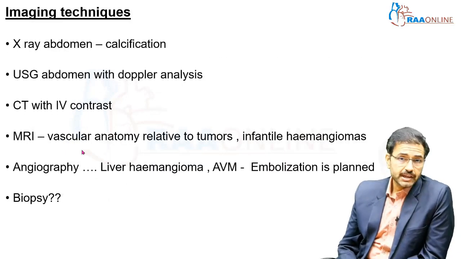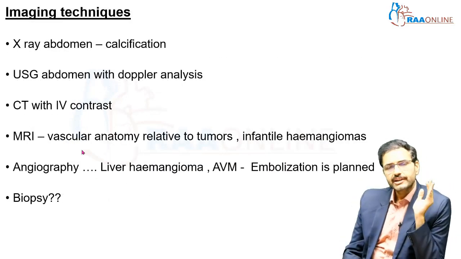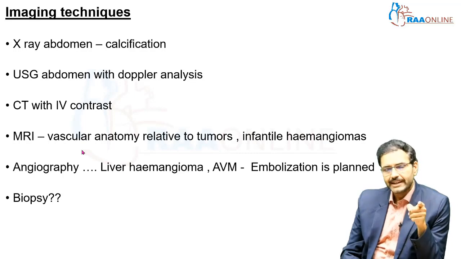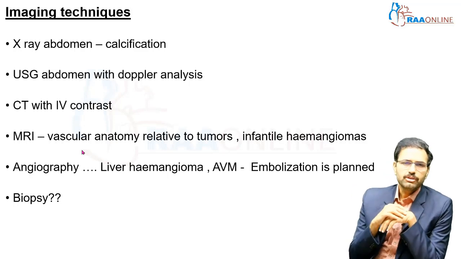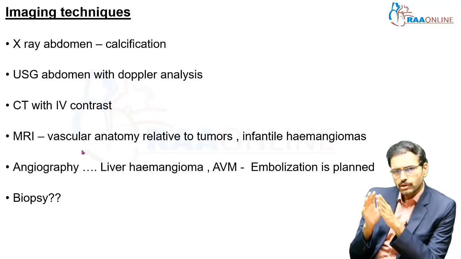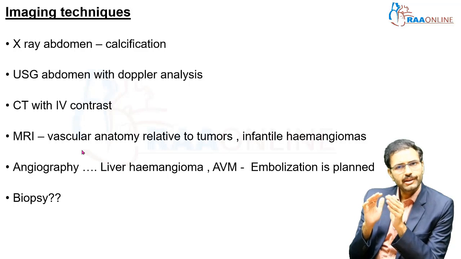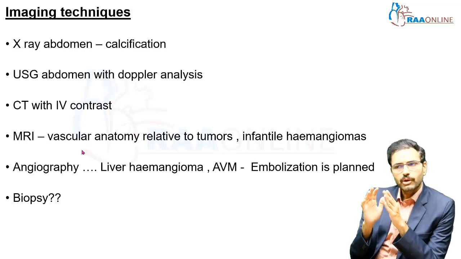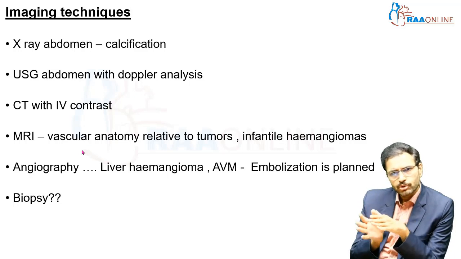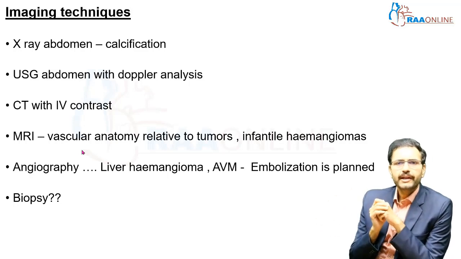Now, imaging techniques. There are multiple imaging techniques which are available to not only detect but also to categorize what type of liver lesion we are dealing with. An X-ray abdomen will give us a clue regarding the type of liver lesion, where we are looking for the presence of calcification. If there is calcification, it points more towards a teratoma of the liver, and similarly henceforth.